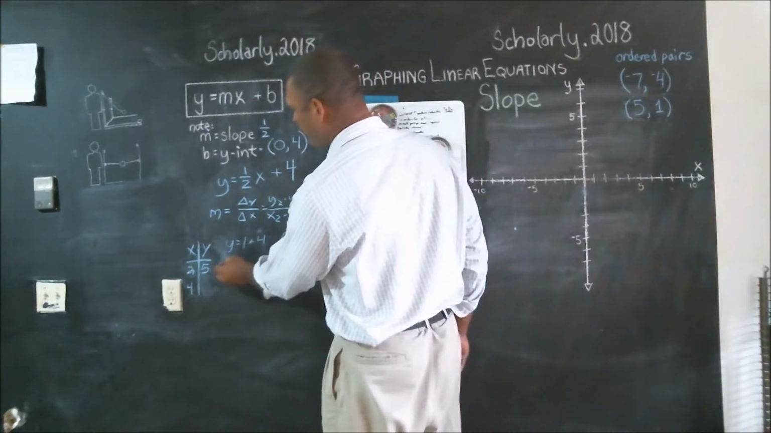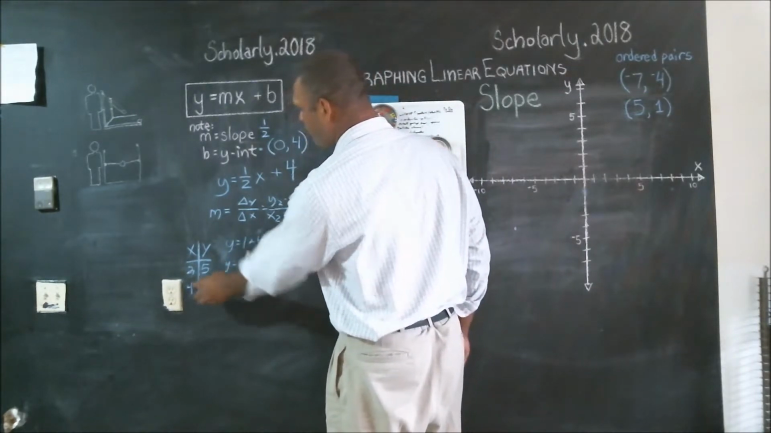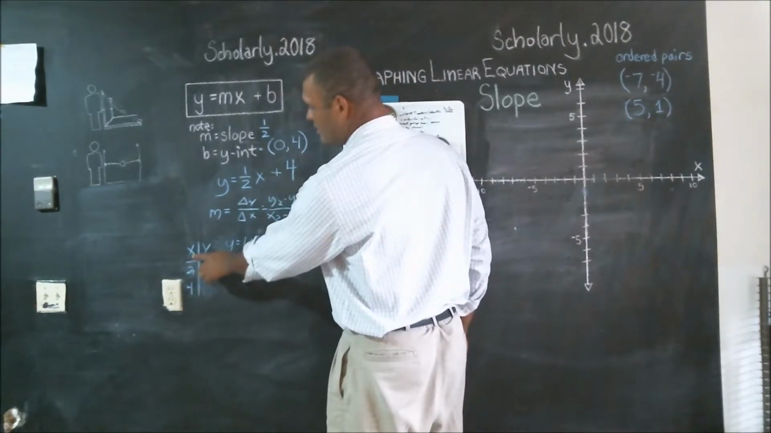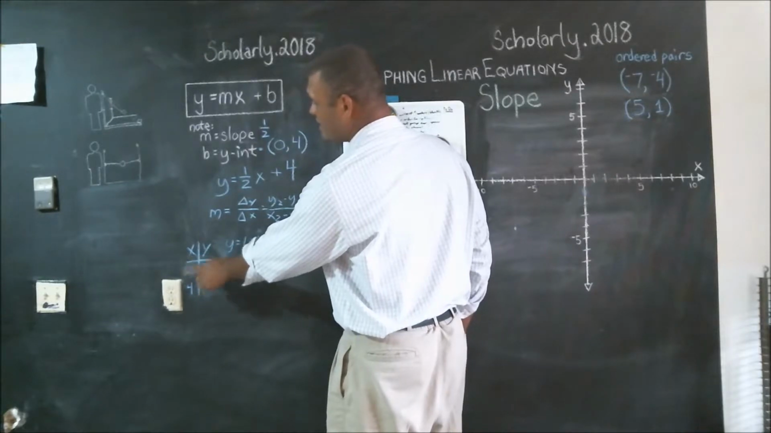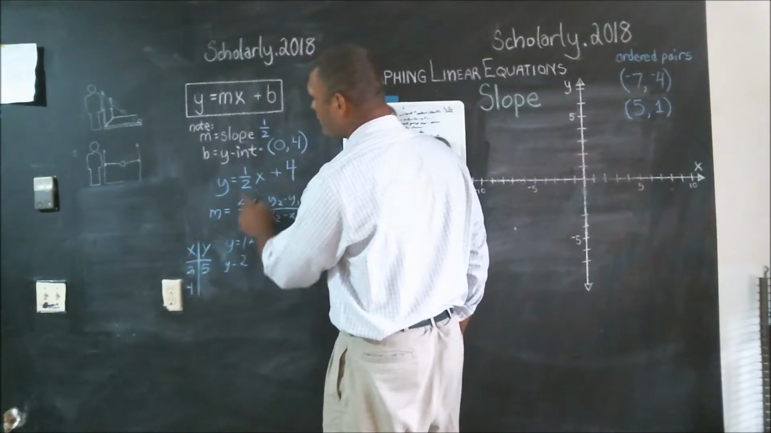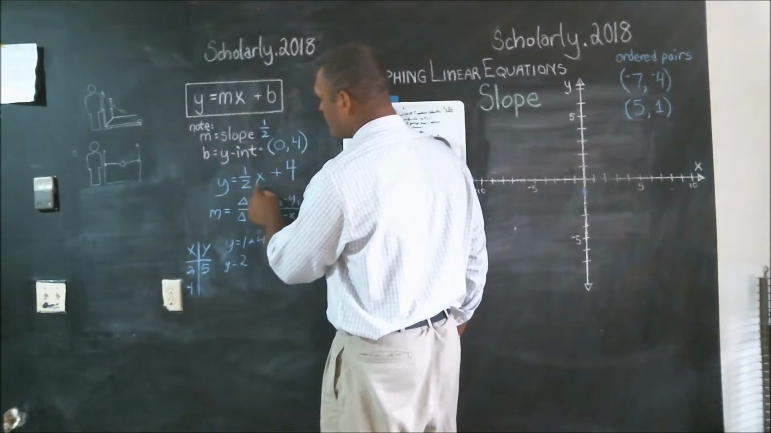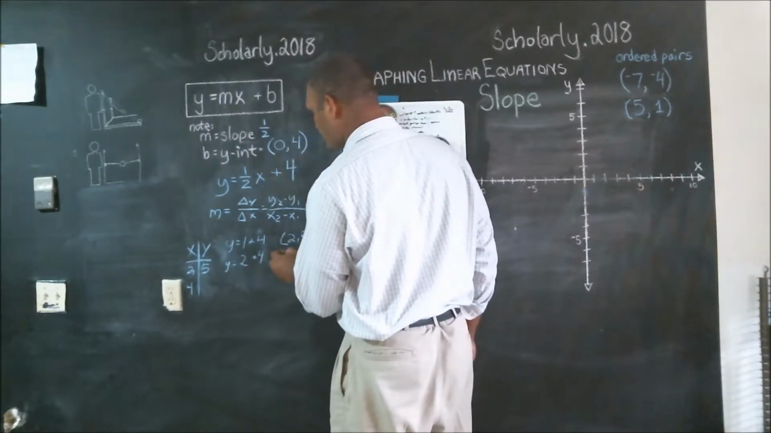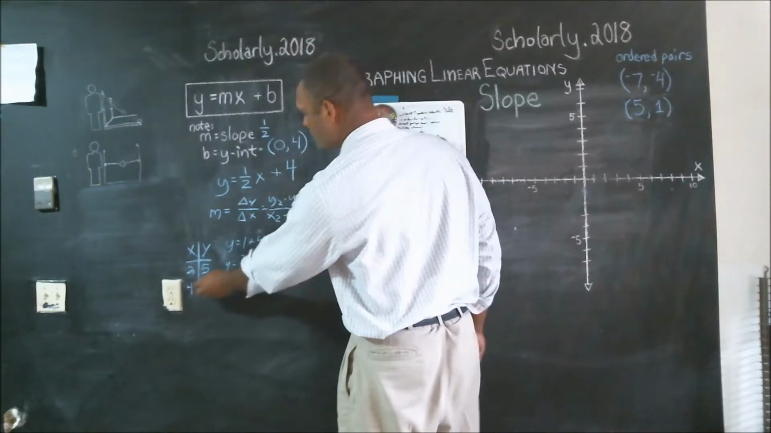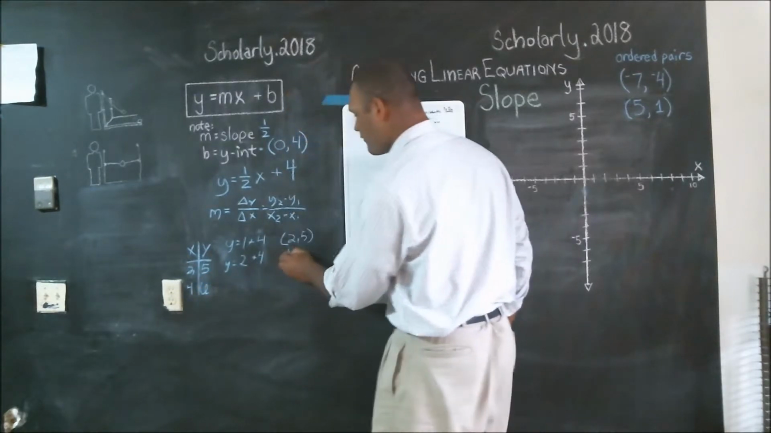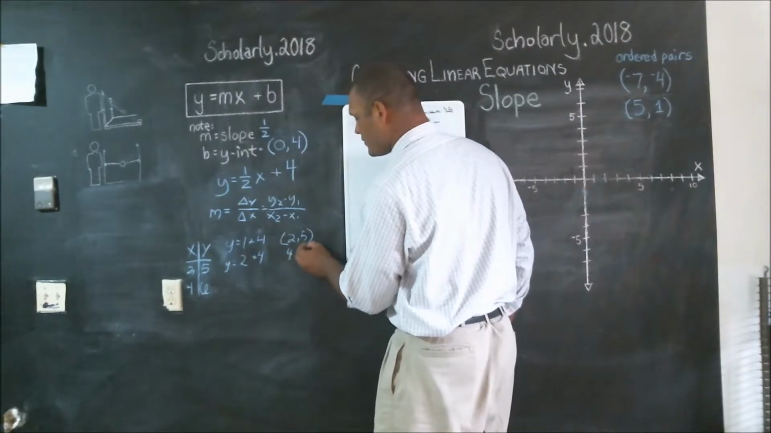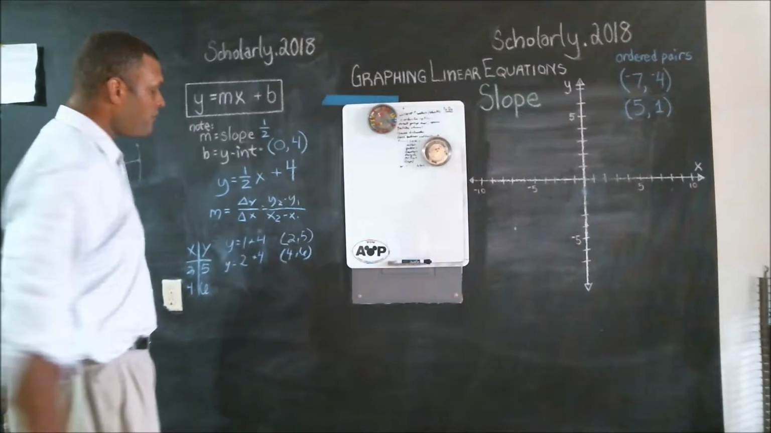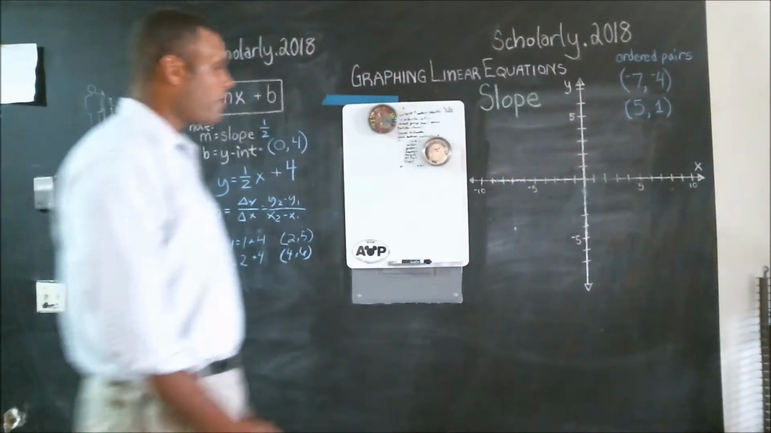We'll do the same thing for the bottom one. When x equals 4, we have 1/2 x, that'll equal 2, plus 4, and that'll equal 6. So we have 4, 6. All right. Let's take these points over to our graph. So we have 2, 5, and 4, 6.